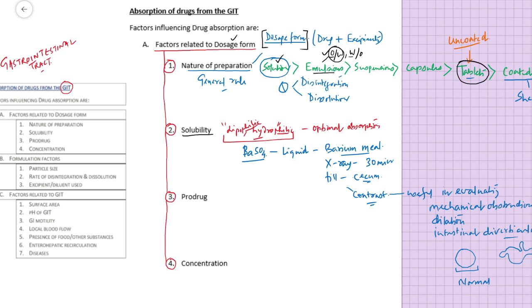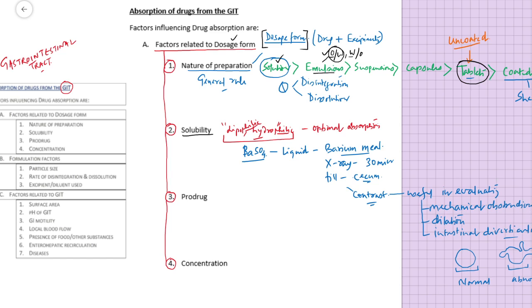Okay, so there will be kind of pouches in the intestine. Okay, this is ethanol. So it's useful. Barium meal is useful in evaluating mechanical obstruction, dilation, or intestinal diverticula. Okay, so what are these things?